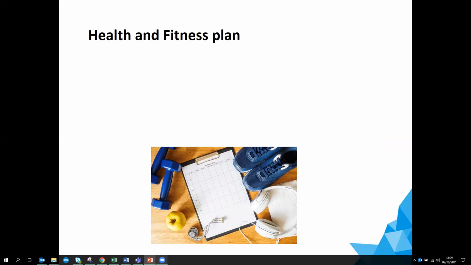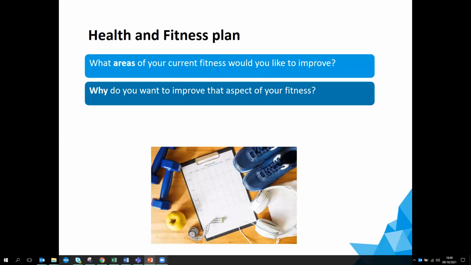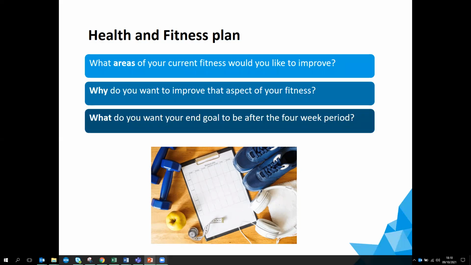Can you identify an area of health and fitness that you really want to improve on? If you were to consider your current fitness levels, ask yourself a number of questions. What area of your current fitness would you like to improve? For example, your strength, your endurance, your fitness. Why do you want to improve that aspect of your fitness? And finally, what do you want your end goal to be at the end of a 4-week period?